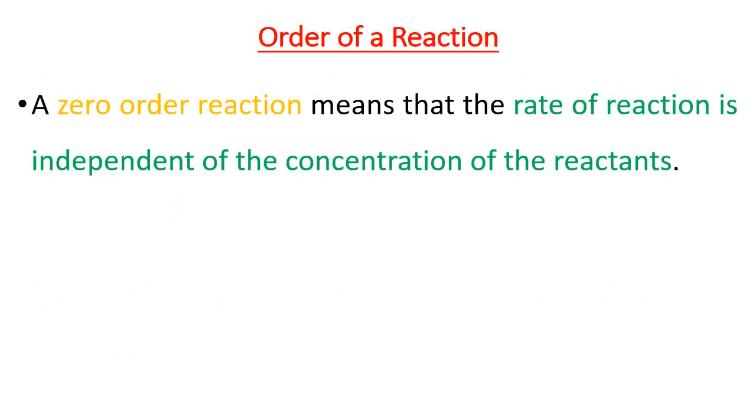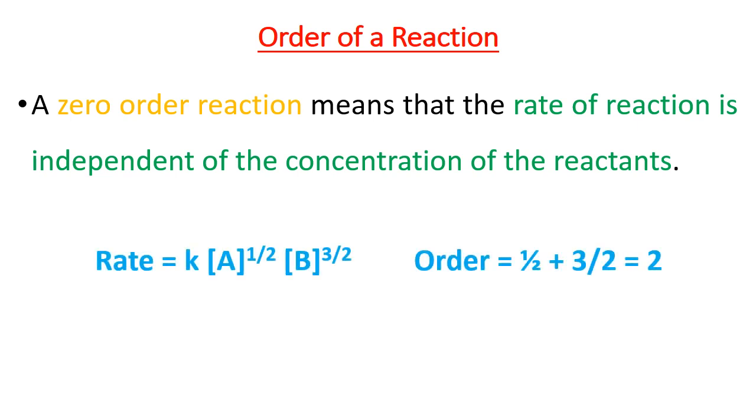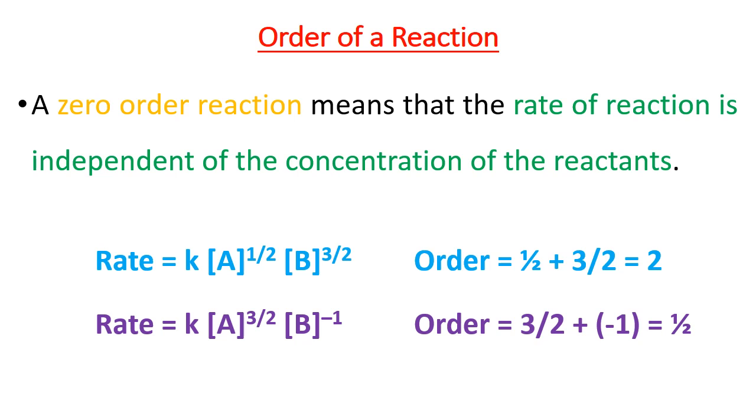A zero order reaction means the rate of reaction is independent of the concentration of the reactants. Rate is equal to k into concentration of A to the power 1 by 2 into concentration of B to the power 3 by 2. Order for this rate law is given as the sum of the powers of concentration terms, that is 1 by 2 plus 3 by 2, which is equal to 2. Hence the order of this rate law is 2.